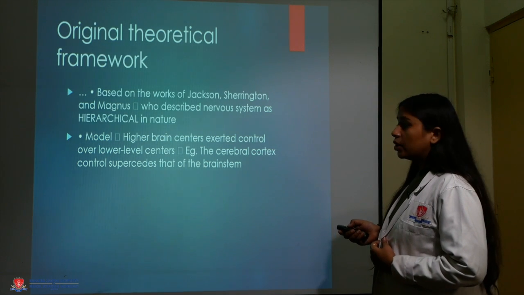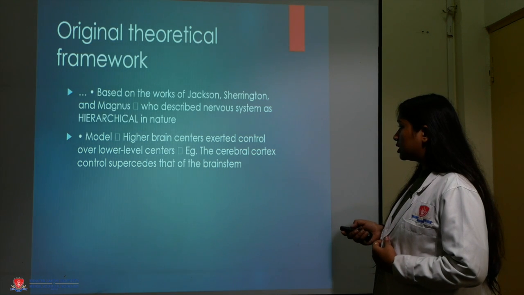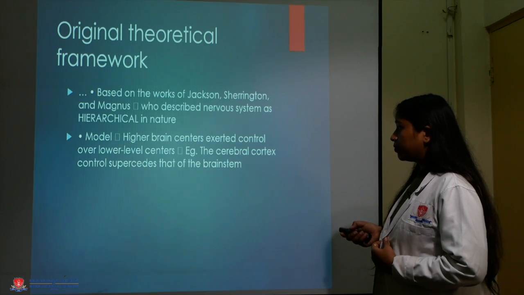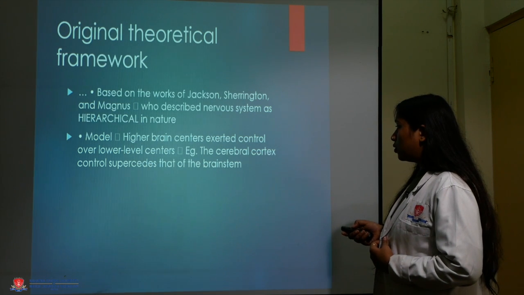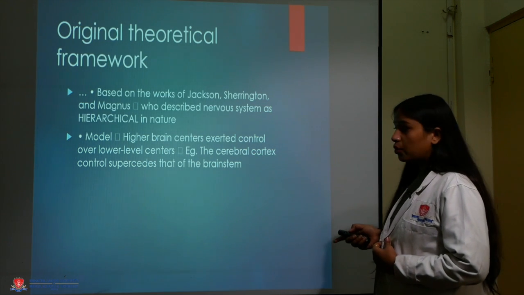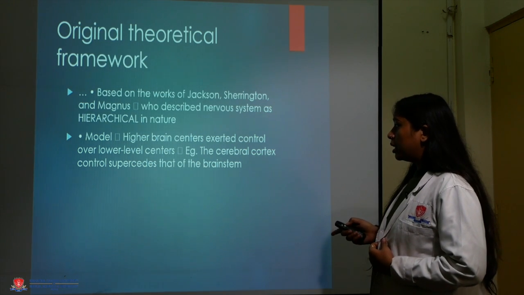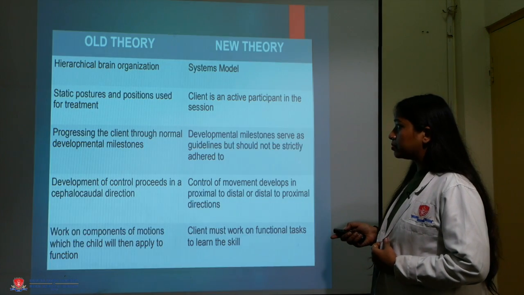Then the original theoretical framework: it was based on the work of Jackson, Sherrington and Magnus, who described the nervous system as hierarchical in nature. In this model, higher brain centers exerted control over lower centers. For example, cerebral cortex control superseded that of the brainstem.